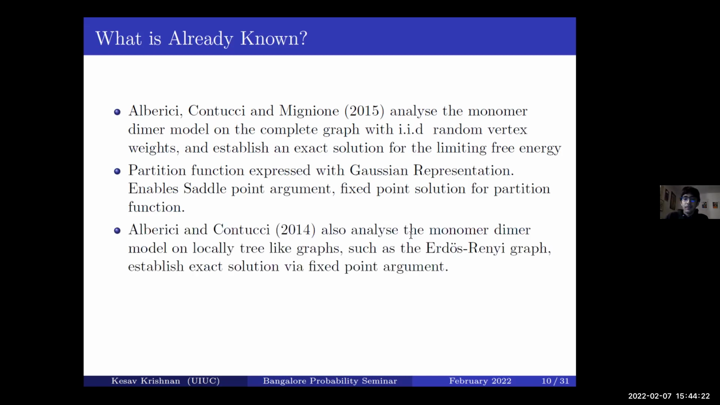They also did the same thing where instead of looking at IID vertex weights, they analyze the model on graphs that are random to start with, so something like the Erdős-Rényi graph, or any locally tree-like graph. I think the exact statement is any graph that is locally convergent to a locally tree-like graph. So the Erdős-Rényi graph comes into this framework, as does the Galton-Watson tree. So you again have environmental randomness in that form. And the solution again is expressed in terms of a fixed point argument.